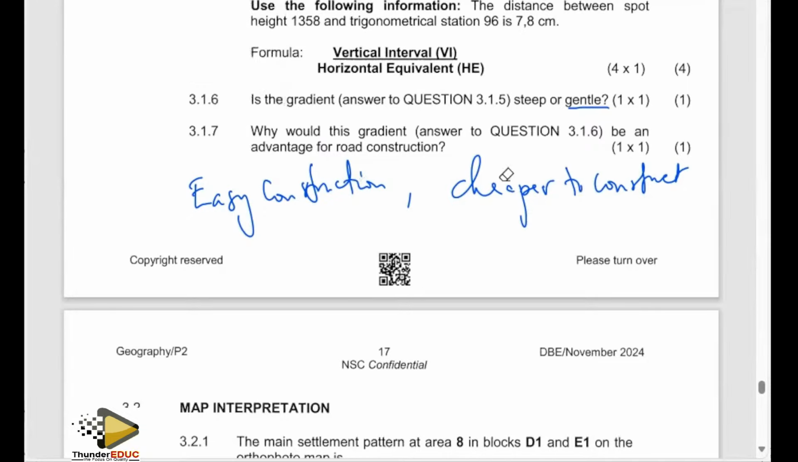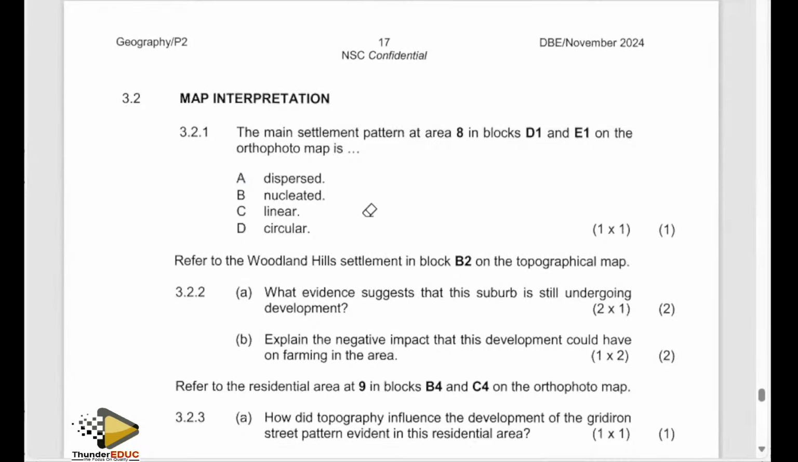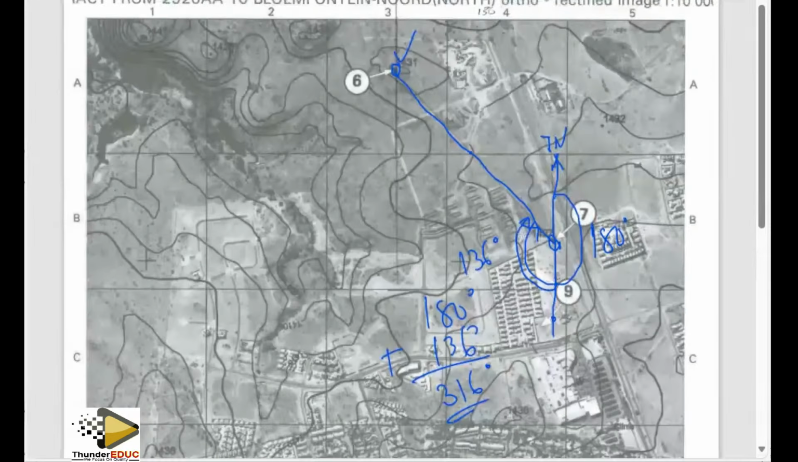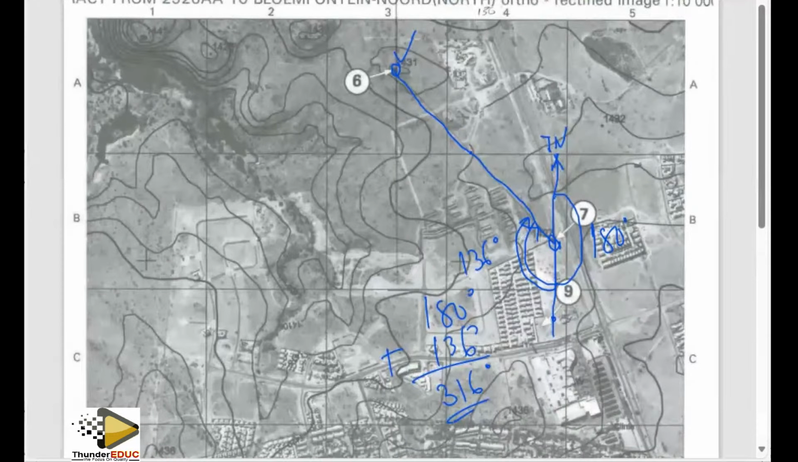Right, then we go on to map interpretation. We are now moving on to the next question, where we are relating our theory to the map work. Right, the first question 3.2.1. The main settlement pattern at area 8 in block D1 and E1 on the orthophoto map is, right, let's check the orthophoto map. We are looking at area 8 on the orthophoto map. Let's go to our area 8. Right, let me quickly erase these workings and markings here.